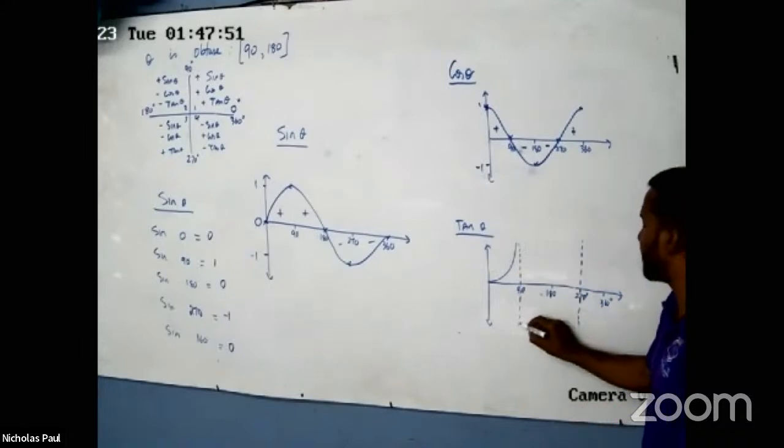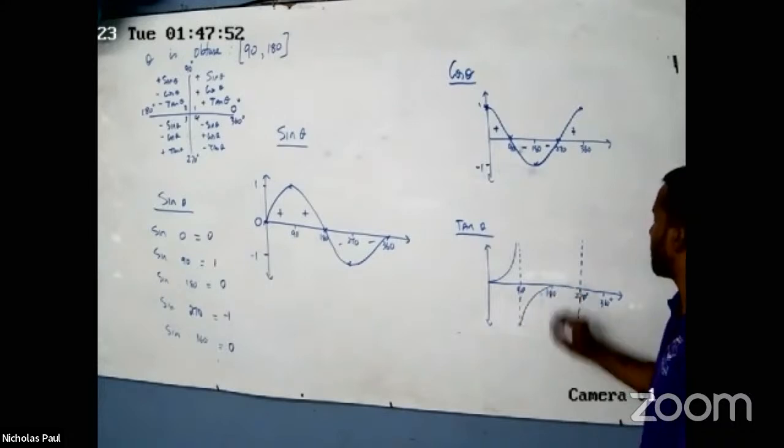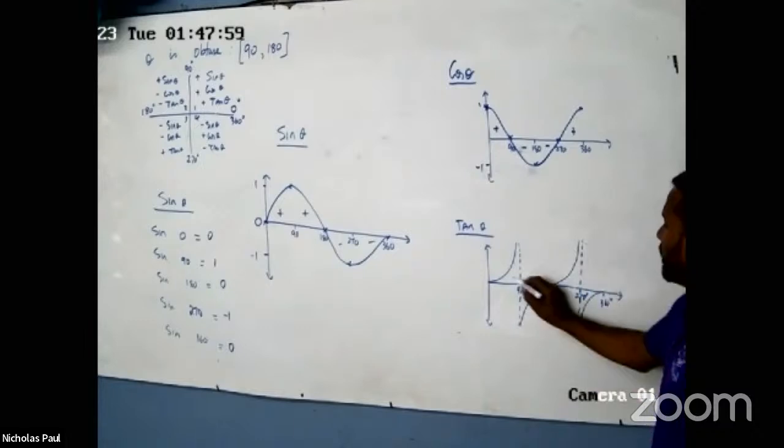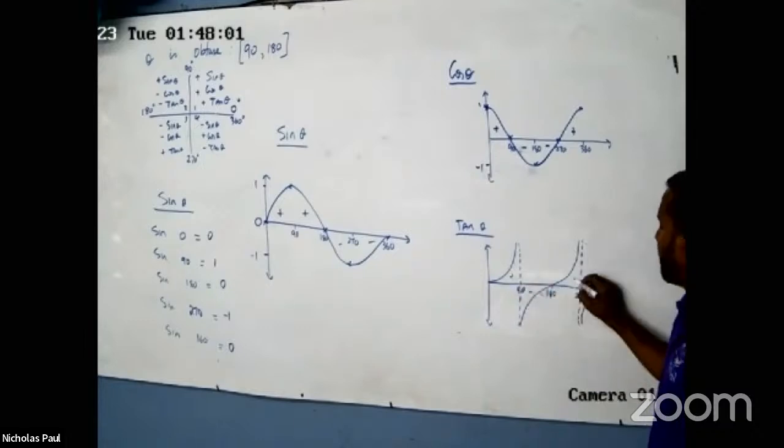Down here it's negative, so it looks like this. Here it's positive, so it comes back up again. Here it's negative. So it's positive here, negative here, positive here, negative here.